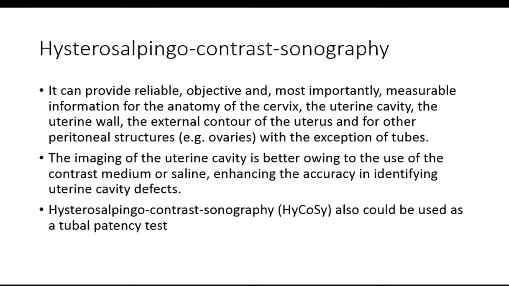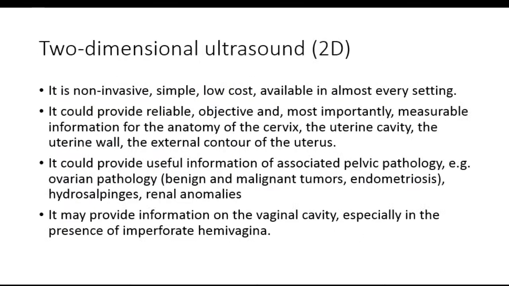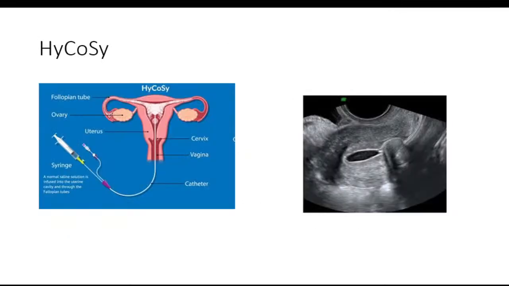It also can be used for tubal patency test, but if you suspect some anomalies, it may be very useful. For example, you see here the method of HyCoSy, hystero-contrast sonography. You inject the contrast fluid, which usually contains small bubbles inside, and you can see the passage through the fallopian tubes if you need to check for infertility reasons in specific patients. And also you can see the uterine cavity.